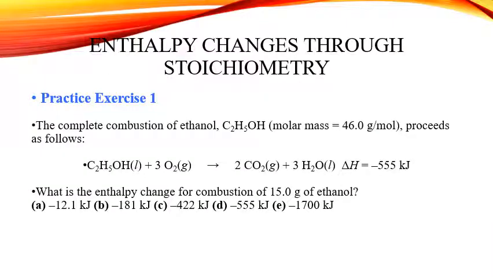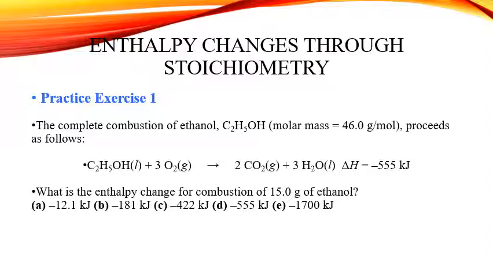When we are looking at our first problem here, we have the complete combustion of ethanol, C2H5OH, molar mass 46 grams per mole, proceeds as follows. C2H5OH plus 3O2 forms 2CO2 plus 3H2O, and it tells us the delta H for the reaction is negative 555 kilojoules. So when you're looking at any of these different reactions, you can treat the heat as if it is a reactant or a product.